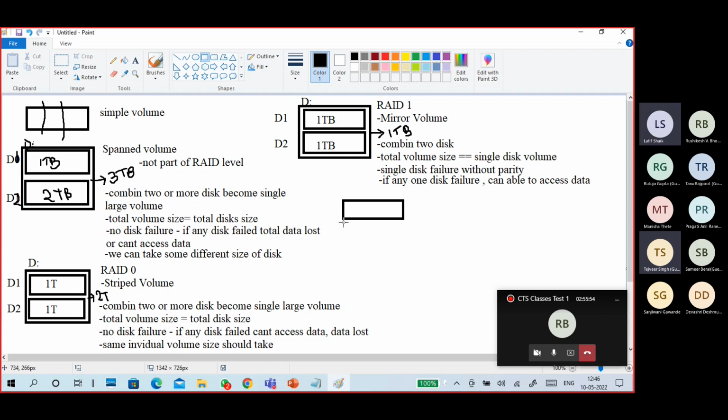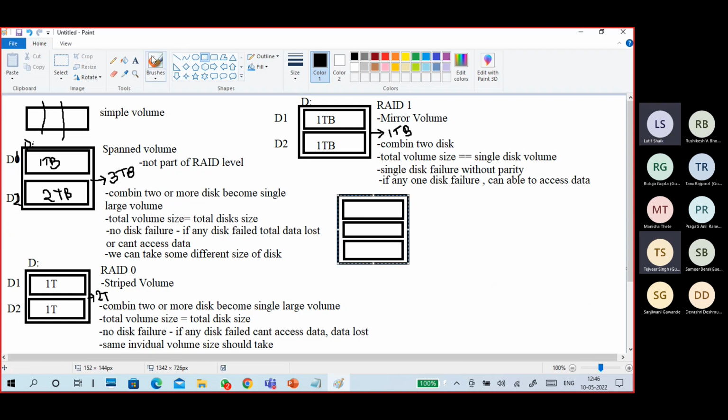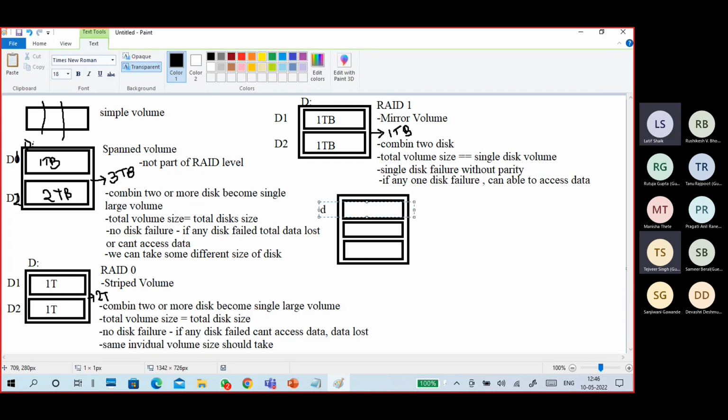Earlier I've taken this class, but suddenly I added this spanned volume unnecessarily. I don't like the spanned volume. Next one is RAID 5. Remember, RAID 0 is for normal organization, not for enterprise. It is not an enterprise solution. RAID 5 is an enterprise solution. That is the thing. RAID 5.